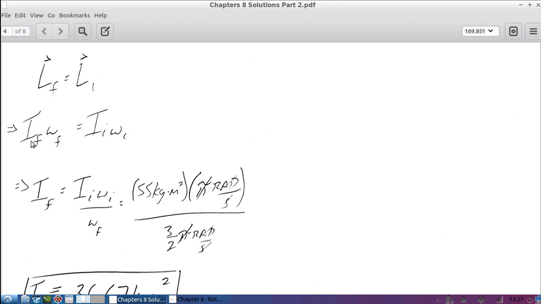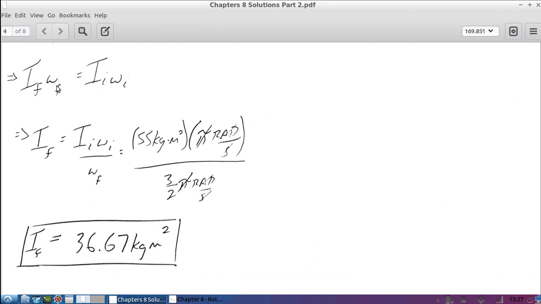So that's what they're asking for. They're asking for I final. I have all 3 of these values. It's pretty nice. The algebra is not too bad. I just have to divide both sides by omega final, plug everything in. My pi's go away, right?